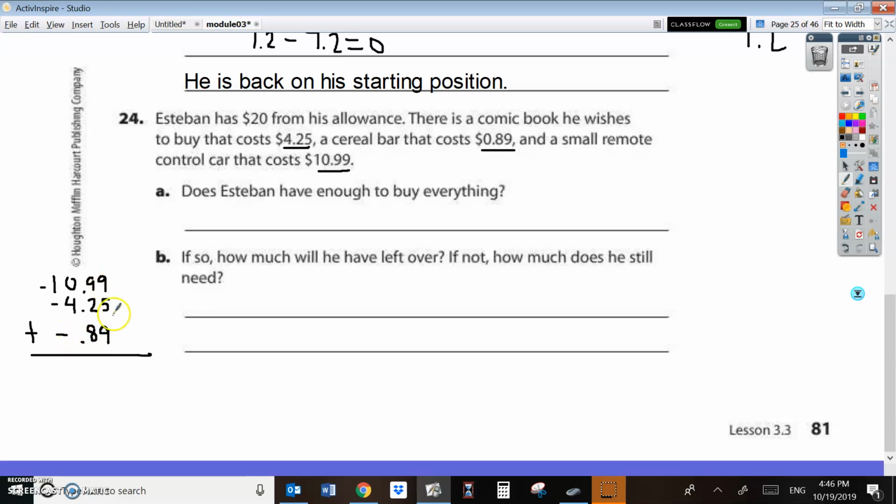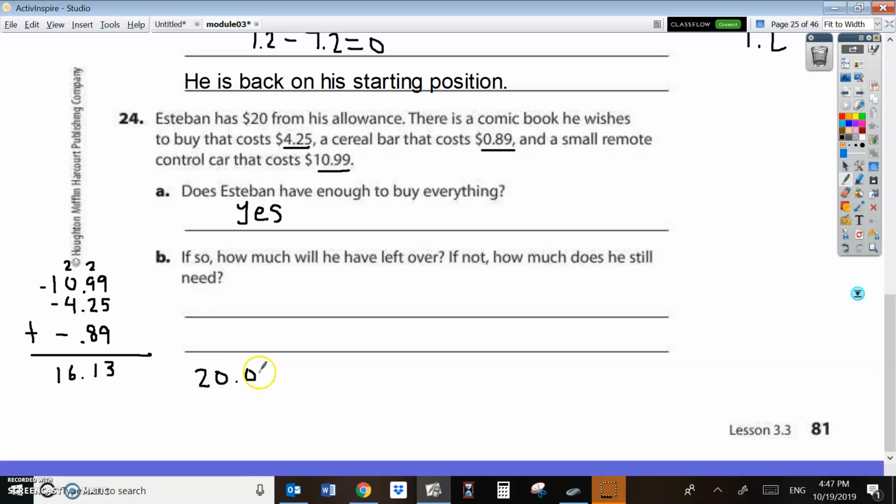So 9 plus 9 is 18. 18 plus 5 is 23. Two and 9 is 11, plus 4 is 13, plus 8 is 21. So yes, he does. If so, how much will he have left over? Well, let's do some subtracting.